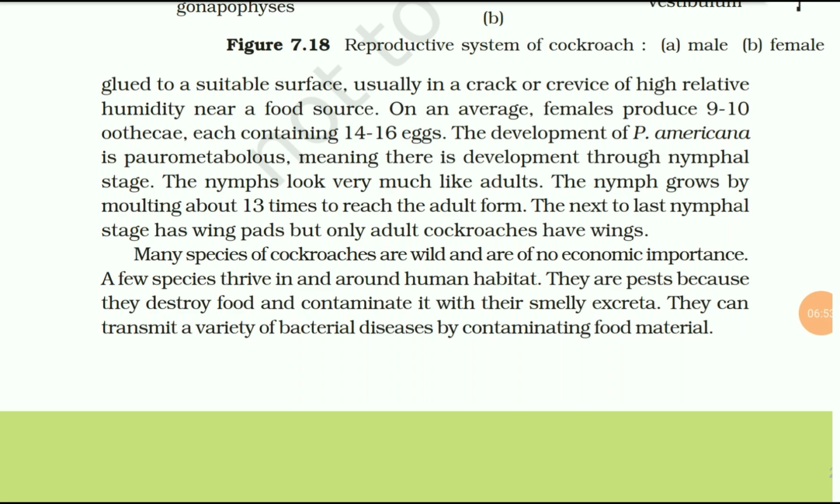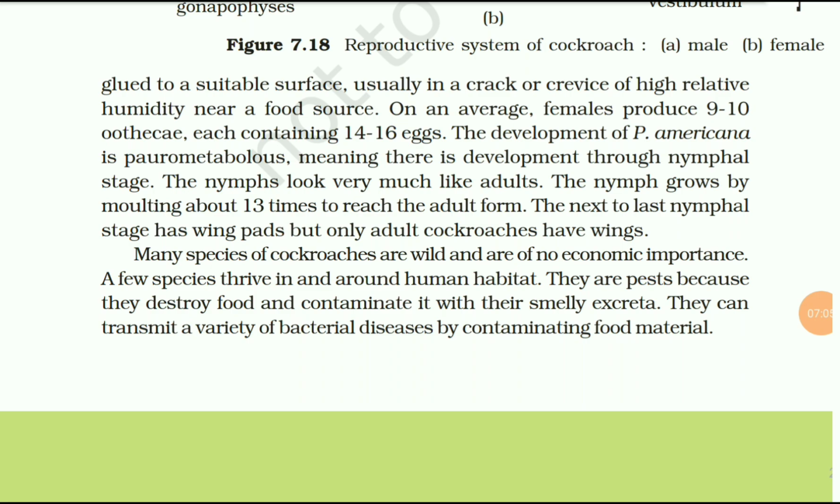They are dropped and glued to a suitable surface, usually in a crack or crevice of high relative humidity near a food source. On an average, a female produces 9 to 10 ootheca, each containing 14 to 16 eggs.